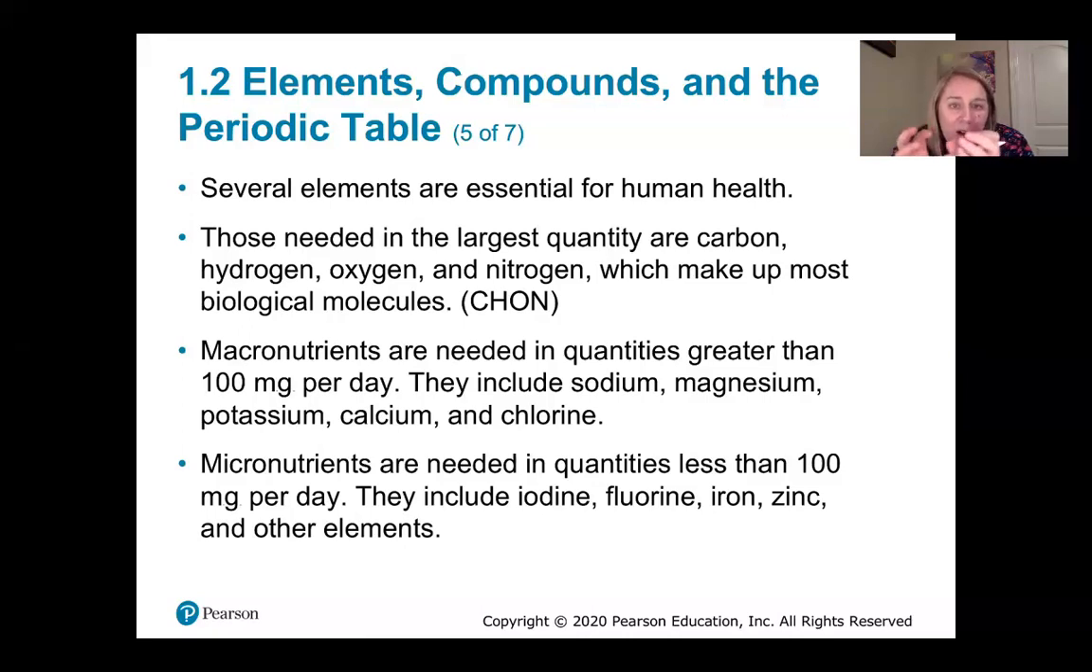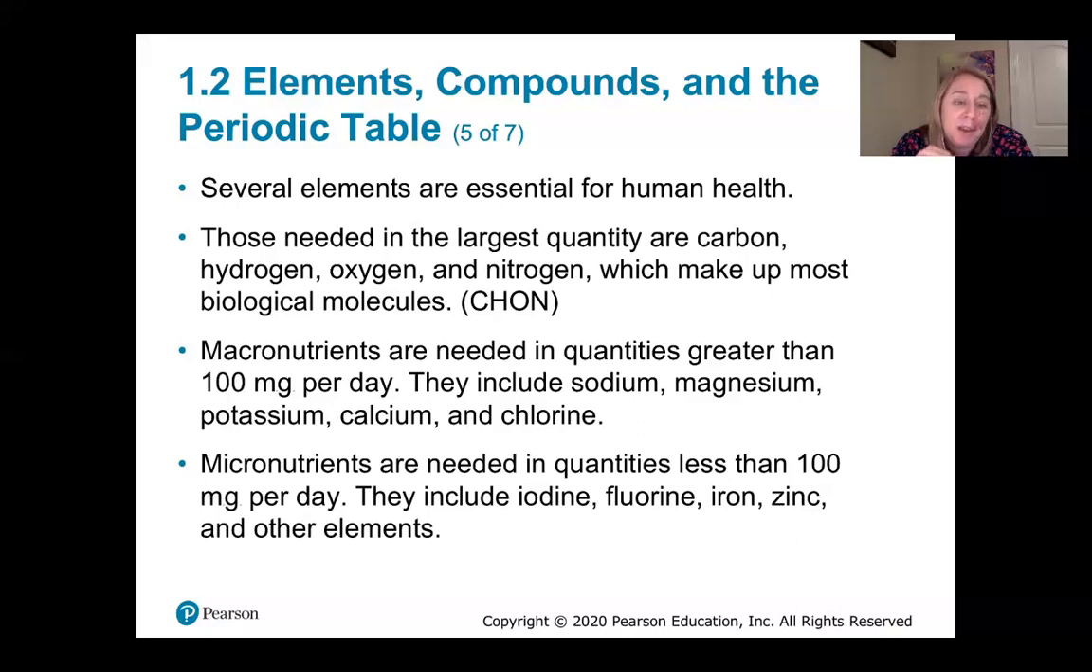So those are our essential elements, right? These are the most populous inside the body. The next group are called macronutrients. Macronutrients, you need them, not as much, but you do need them. It's about 100 milligrams per day of each of these. Sodium, magnesium, potassium, calcium, chlorine, they're involved in signaling, they're involved in bone growth, right? All this kind of stuff that you need in relatively large quantities.